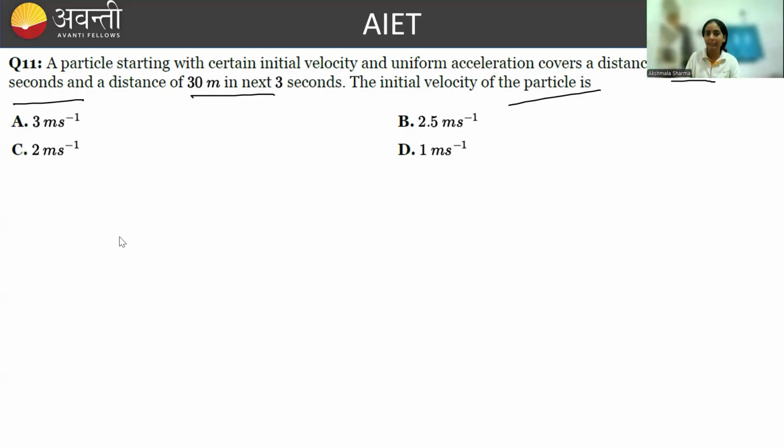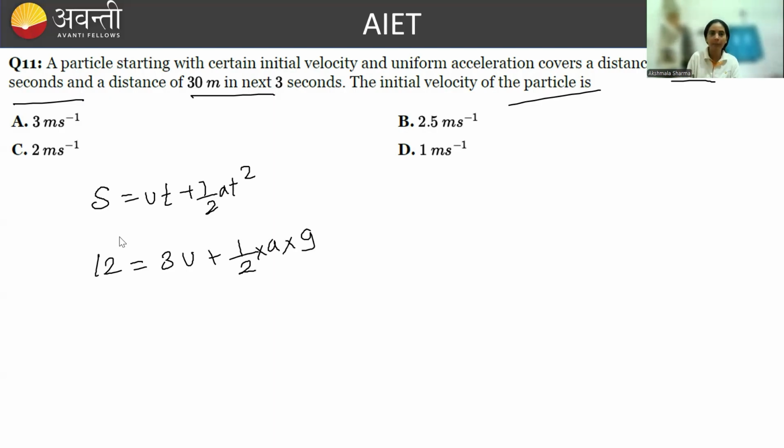Then for the first 3 seconds, if we apply the second equation of motion, that is s equal to ut plus half at square, it will become 12 meter. u is not known and time is 3 seconds for the first 3 seconds. So this is 3u plus half into a into 9, because 3 square will become 9.